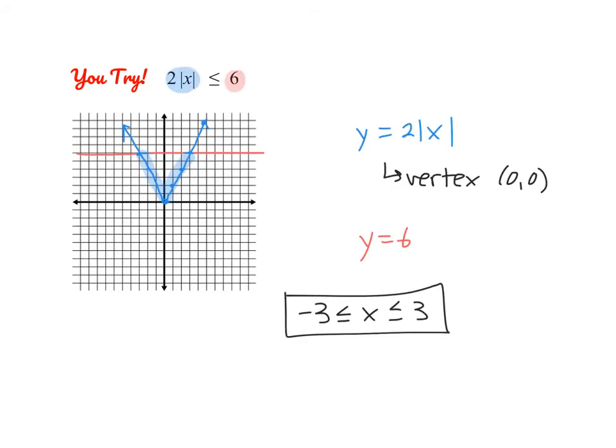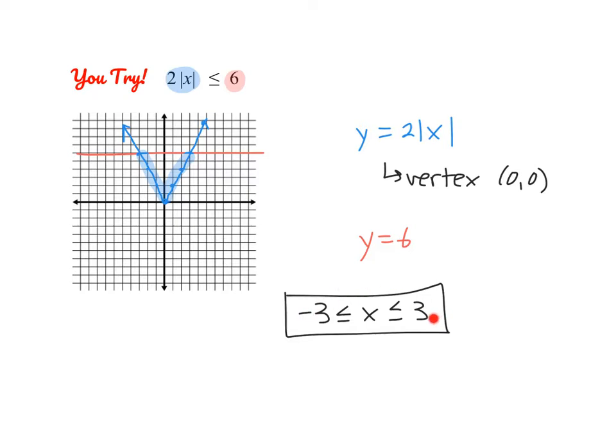Okay, so you can see here that I graphed y equals 2 times the absolute value of x, which has a vertex of (0, 0) and a slope of 2 going to the right. And then I graphed y equals 6 in red. And in this problem, we want all of the times when our blue graph is below our red graph. So that would be everything between -3 and +3.